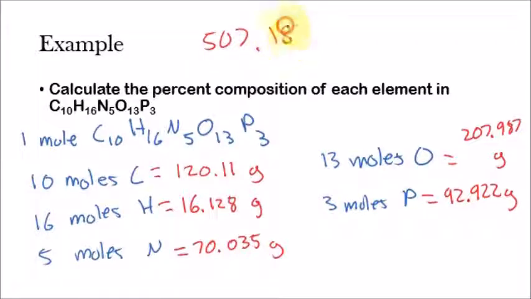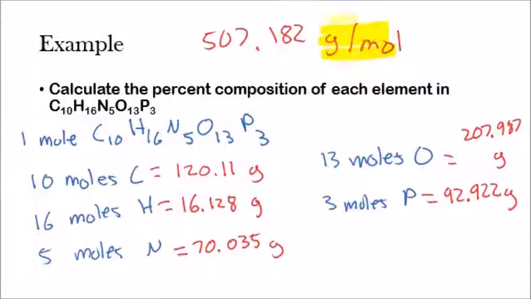507.182 grams per mole. Make sure you're using this unit here, grams per mole. Whenever you're talking about the molar mass of a compound or an element, you say grams per mole. That's the correct way of indicating molar mass, okay? I haven't mentioned that, but this is important.